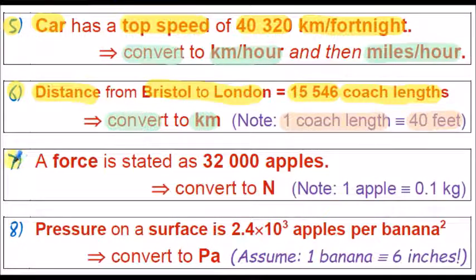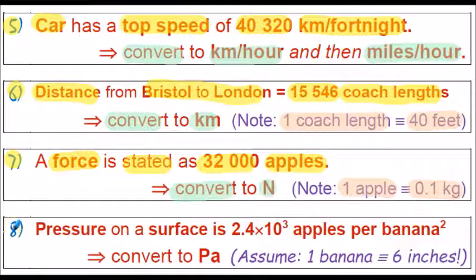Question 7, a force is stated as 32,000 apples. We're asked to convert that into newtons. And we're informed that 1 apple is equivalent to 0.1 kilograms.